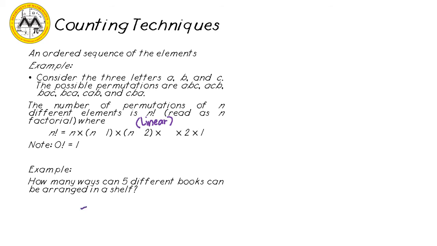So that would be 5 books. The first book can be any of the 5. The second book would be any of the 4 remaining books. You have selected 2 books already, so 5 books minus 2 would now be 3, 2, and 1. Applying the multiplication rule, this is 5 factorial. You can evaluate this using your calculator, and you know that the answer is 120.